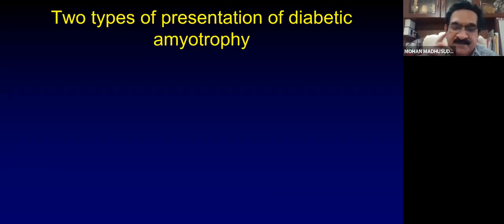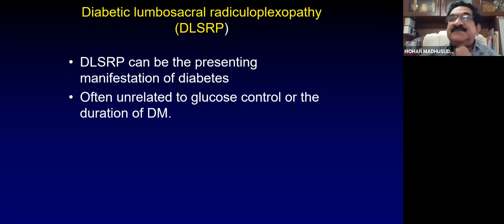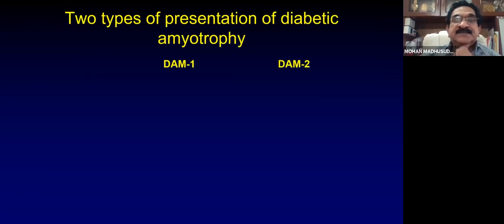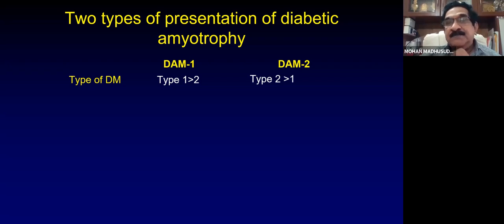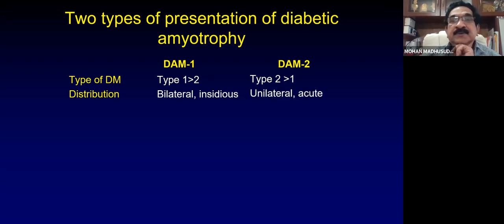Now, sometime back there was a question, I think Umar was asking, regarding the two types of diabetic amyotrophy: whether it can be progressive or not, bilateral or not, without pain or not. So this is a chart from the literature. There is DAM1 and DAM2, that is diabetic amyotrophy 1 and 2. DAM1 is seen in type 1 diabetes more than type 2, whereas DAM2 is seen in type 2 more than type 1. The distribution is bilateral and insidious in DAM1, whereas unilateral and acute in DAM2.